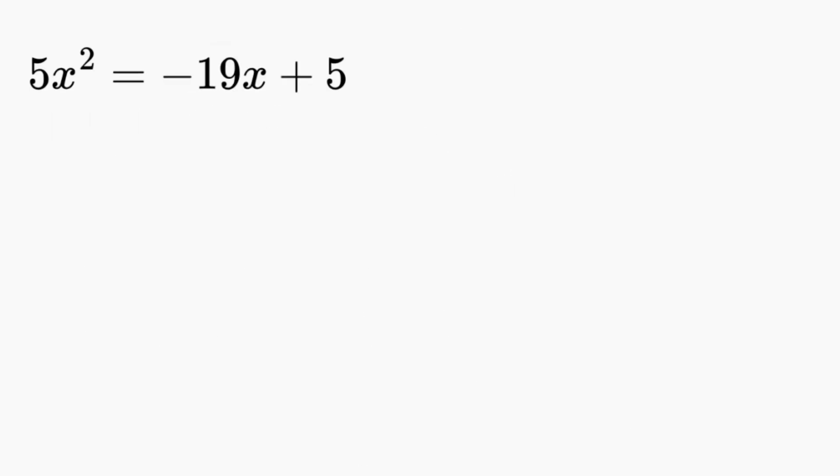For this one, we have 5x squared equals negative 19x plus 5. Same as last time, I'm going to move everything to one side, so one side will equal 0. This gives us 5x squared plus 19x minus 5 equals 0. Now that it's in ax squared plus bx plus c equals 0 form, we're ready to get started. My first check is that this is not a perfect square trinomial, and it's also not the difference of squares. So we're going to start with the AC method once again.